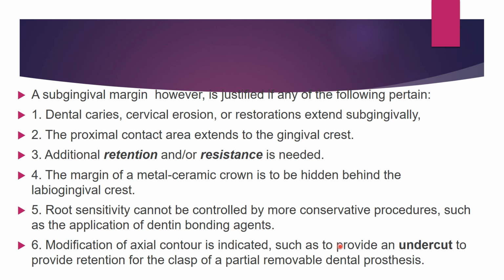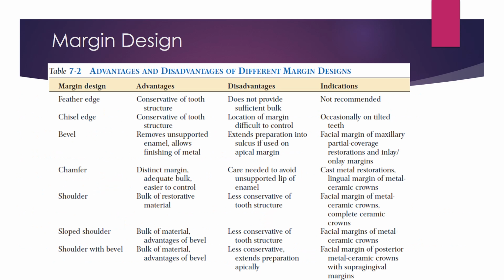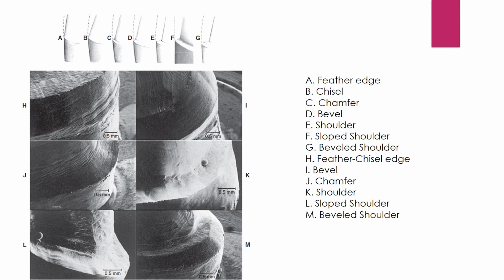So that's why sometimes a dentine bonding agent can be applied and you can still place the margin subgingival. A modification of axial contour is indicated in some cases, such as to provide undercuts, guys. So in that case it can be given. This is in short about the margin designs. These are all the margin designs with advantages, disadvantages, and indications, guys.